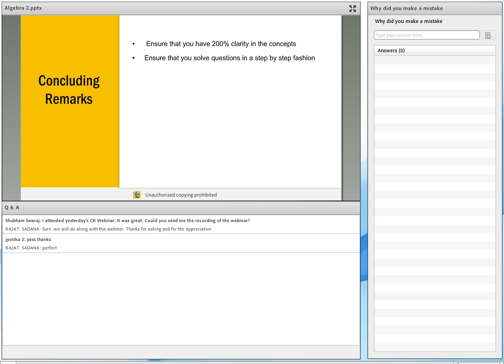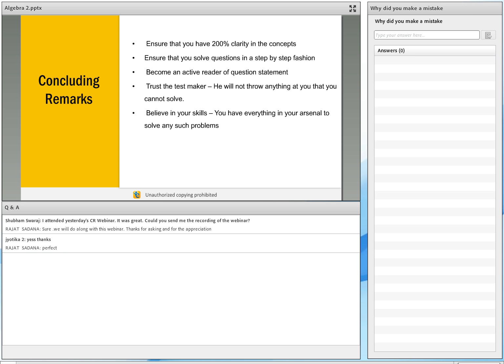Be methodical. Before solving a question, write down all the steps that you're going to take. Actively read the question statement, write down the constraints, and again, trust the test maker, as you won't get questions that will require a lot of math, and believe in your skills. Everything that you need to know as to how to go about doing this is something that's there with you.